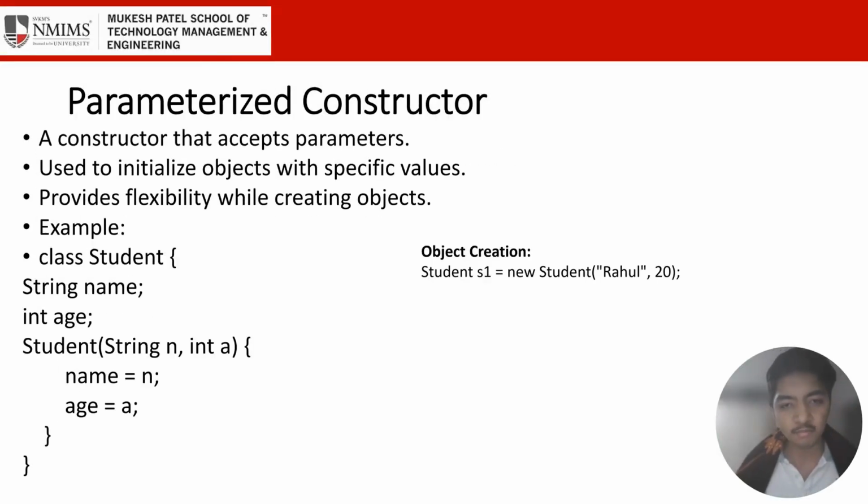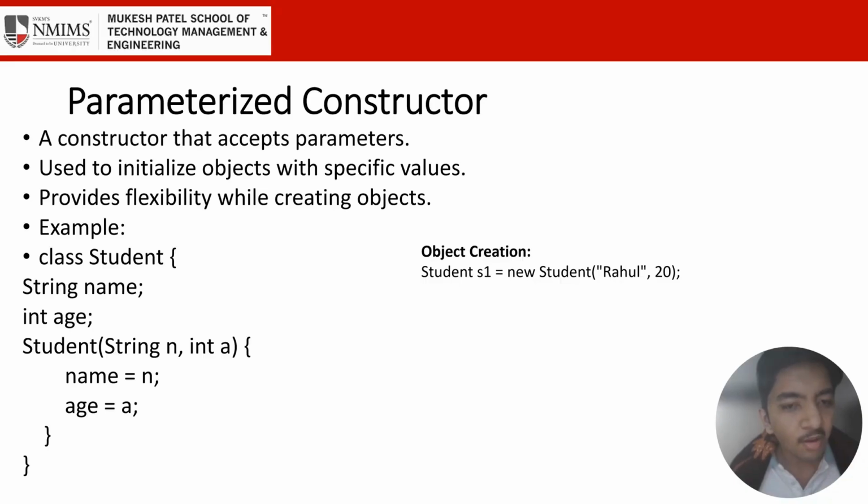Parameterized constructor. A constructor that accepts parameters is called a parameterized constructor. This is used to initialize objects with specific values. Third, it provides flexibility while creating objects. And here's the example of the parameterized constructor.